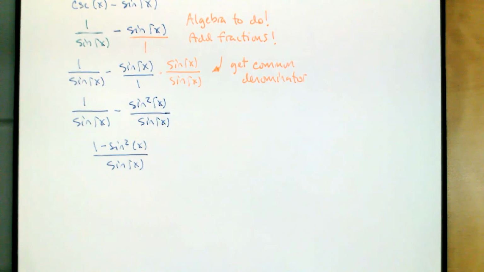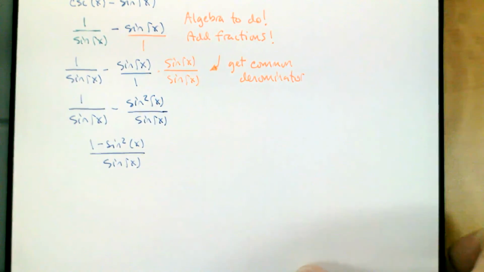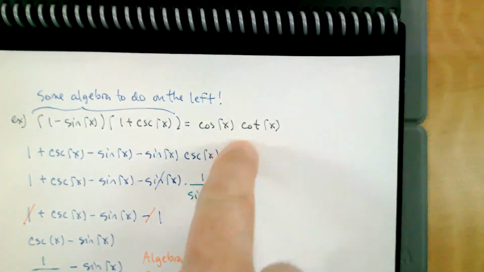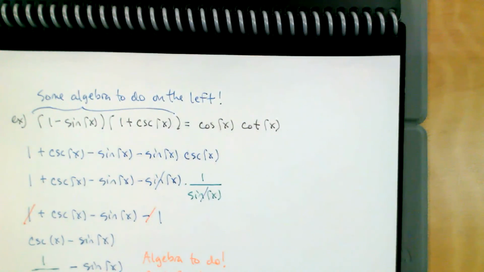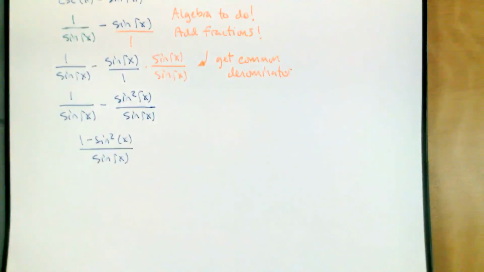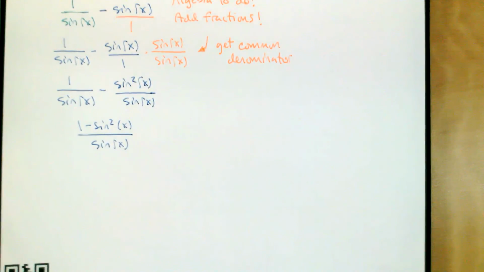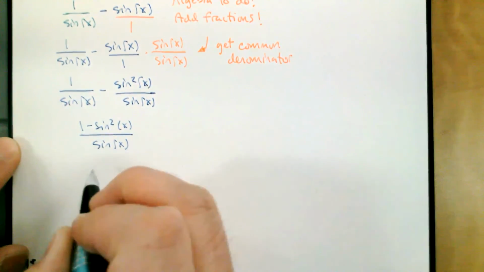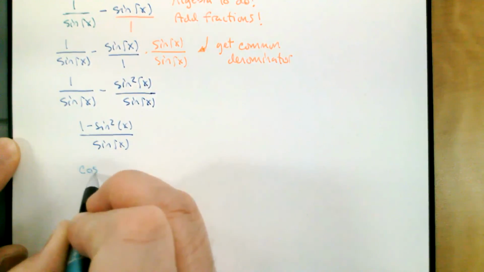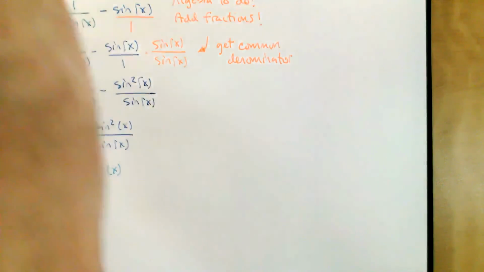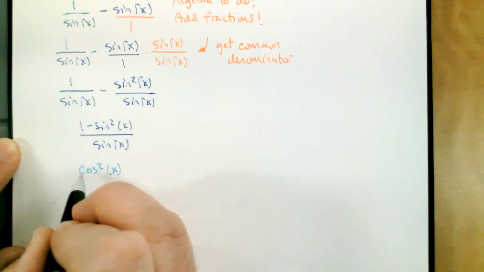So we get to see this 1 minus sine squared. That should make us think cosine. We should be primed to be looking for cosines because the other side has cosines and cotangents in it. So we're going to look at this 1 minus sine squared, and we're going to say that's cosine squared. We can use the Pythagorean identity here. So our algebraic efforts have paid off. Another identity showed up.